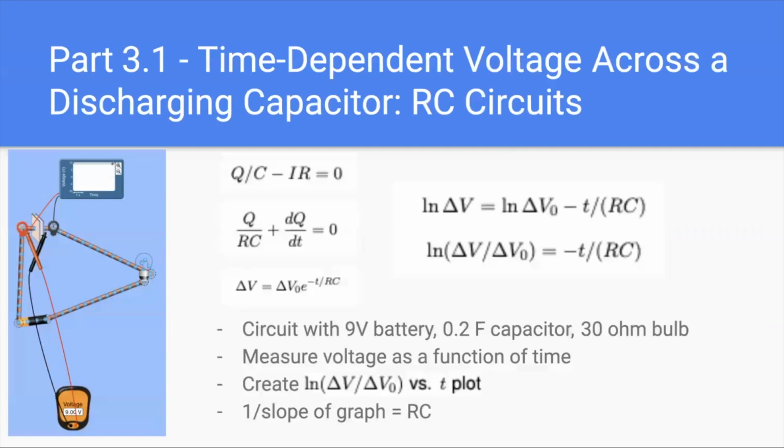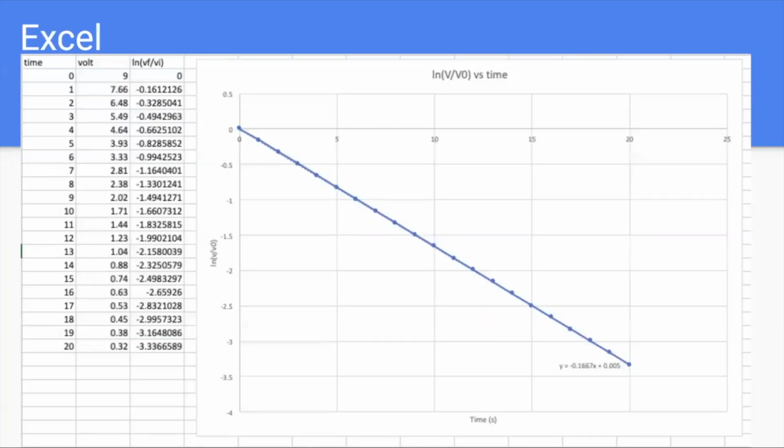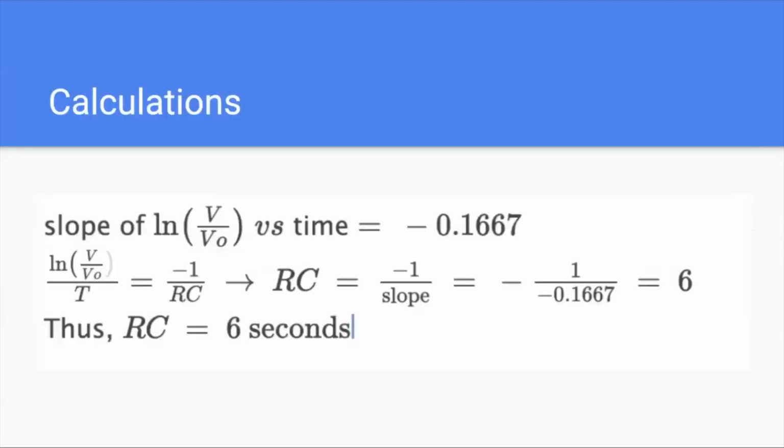So for the part that had to do with time-dependent voltage across a discharging capacitor in RC circuits, we used the formulas above and the simulation circuit on the left in order to create an ln delta V over delta V naught versus time plot, where 1 over the slope of that graph would be our experimental value for RC. This was the Excel file that was used to create the graph, and as you can see, the slope is negative 0.1667. For the calculations, the slope of the line was determined, and from that, we rearranged the equation such that negative 1 over the slope gave us 6 seconds for RC.